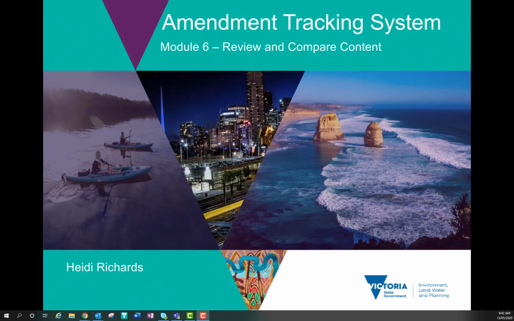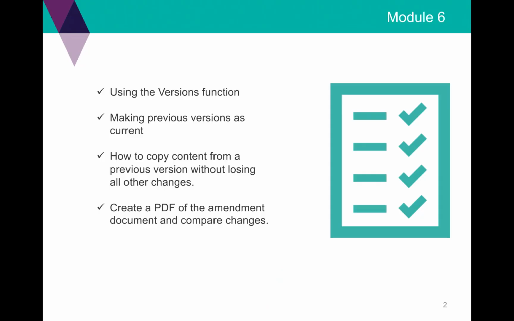In this module of the Amendment Tracking System online training, we cover Module 6, where we will review and compare content. We will show you how you can use the versions function in ATS authoring and how you can make previous versions as current, how you can copy content from a previous version without losing all other changes, and finally we'll show you how you can create a PDF of the amendment document and compare changes.